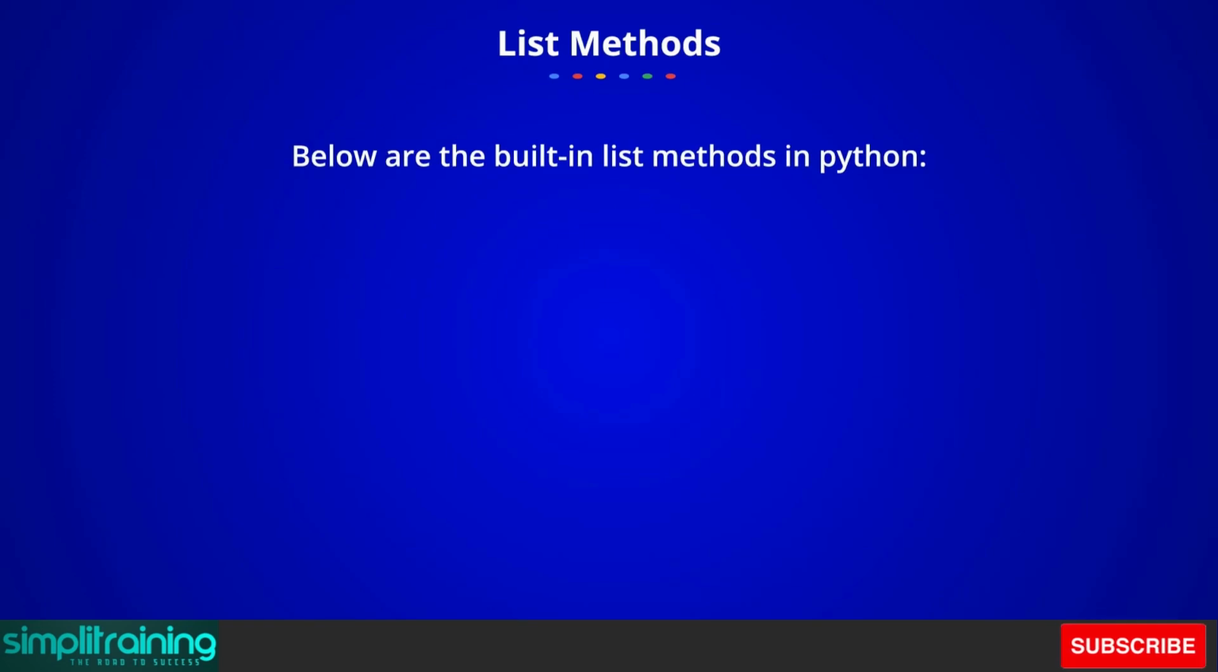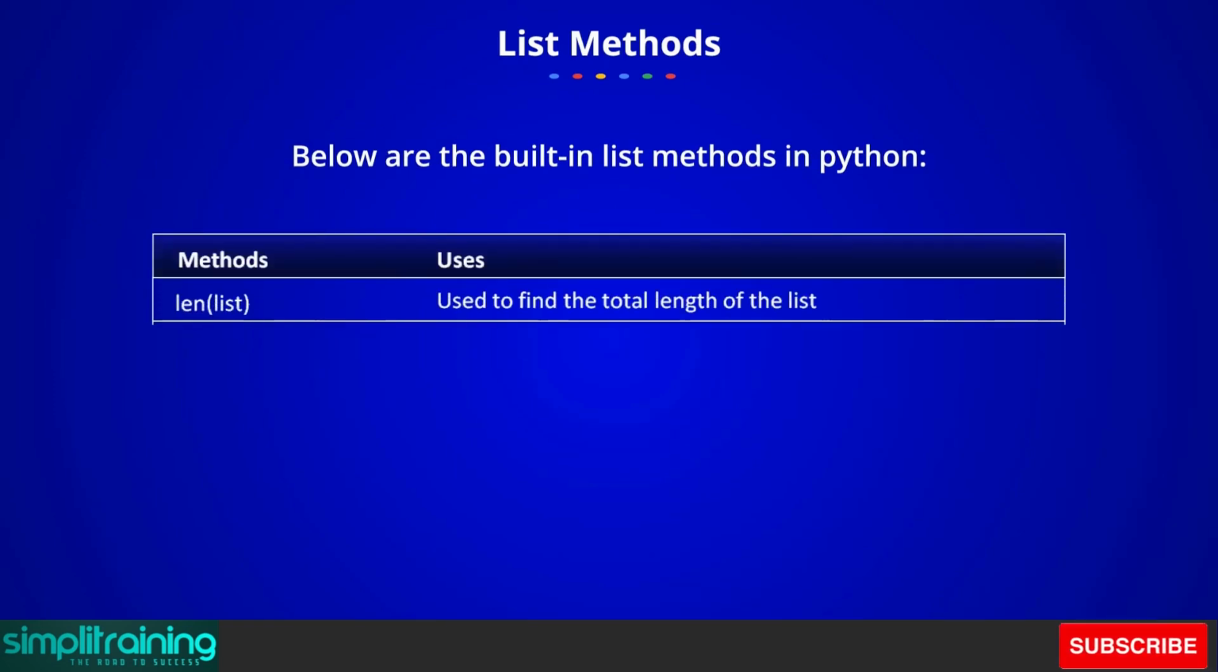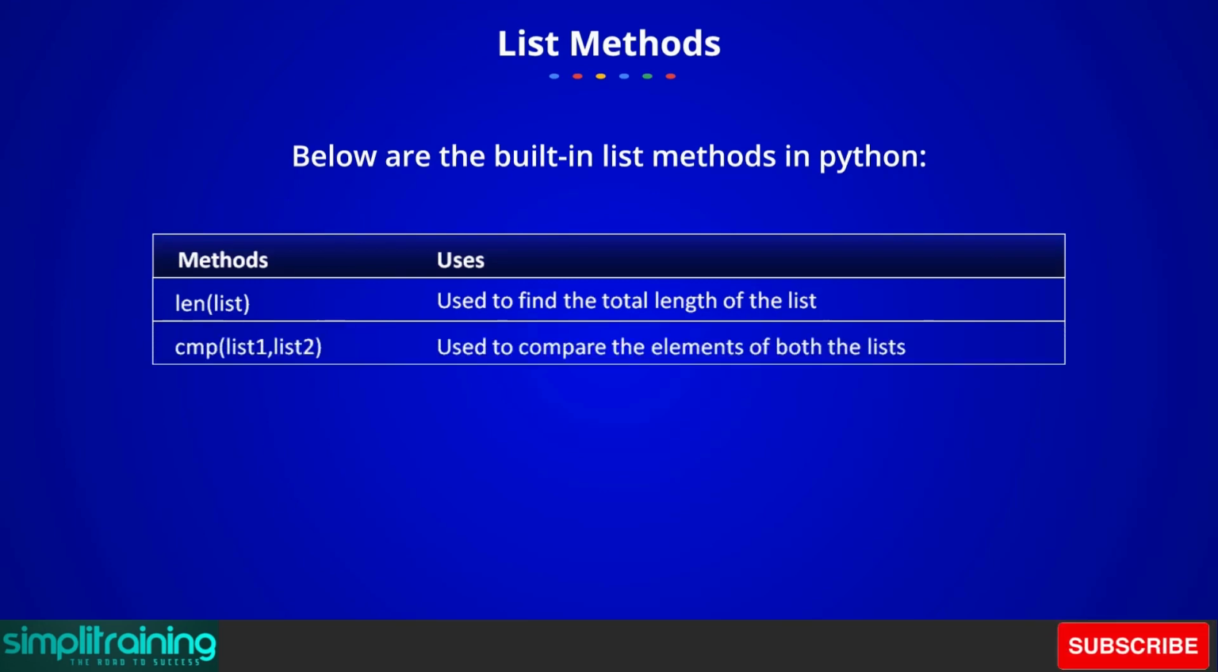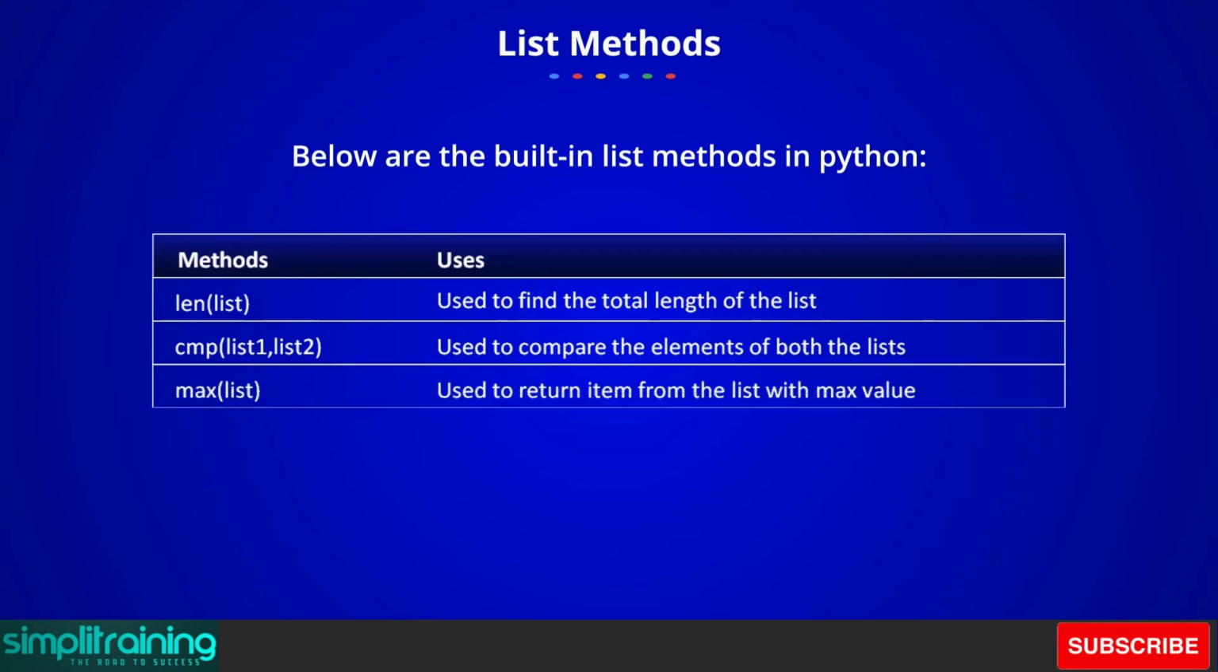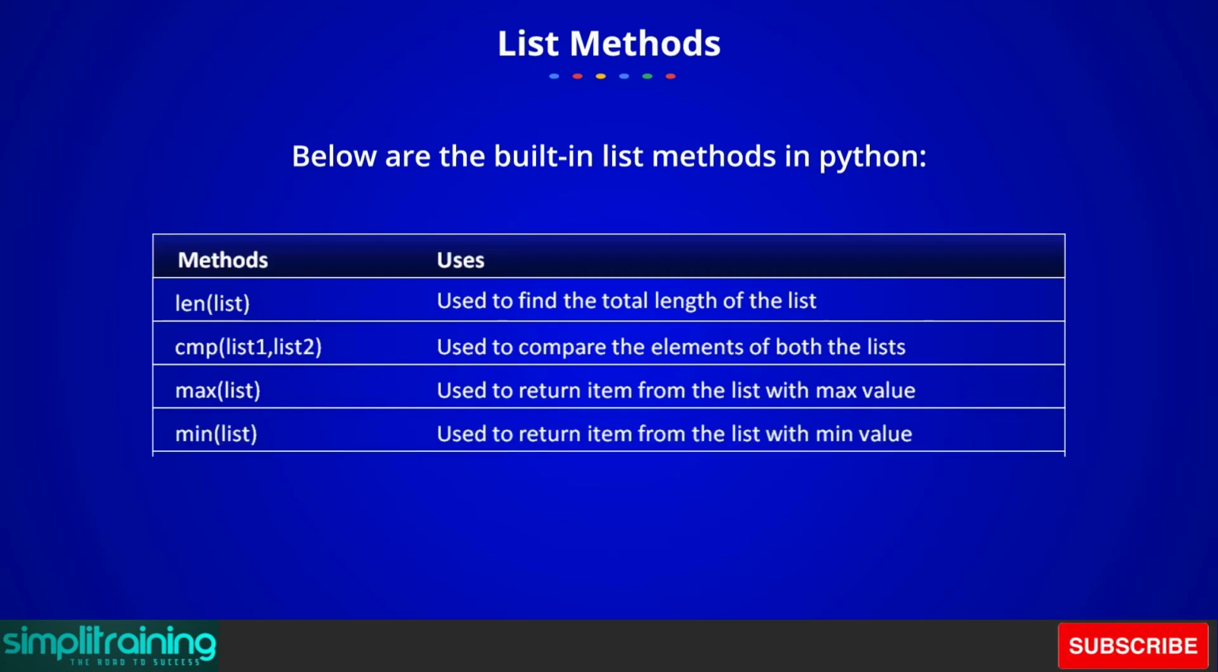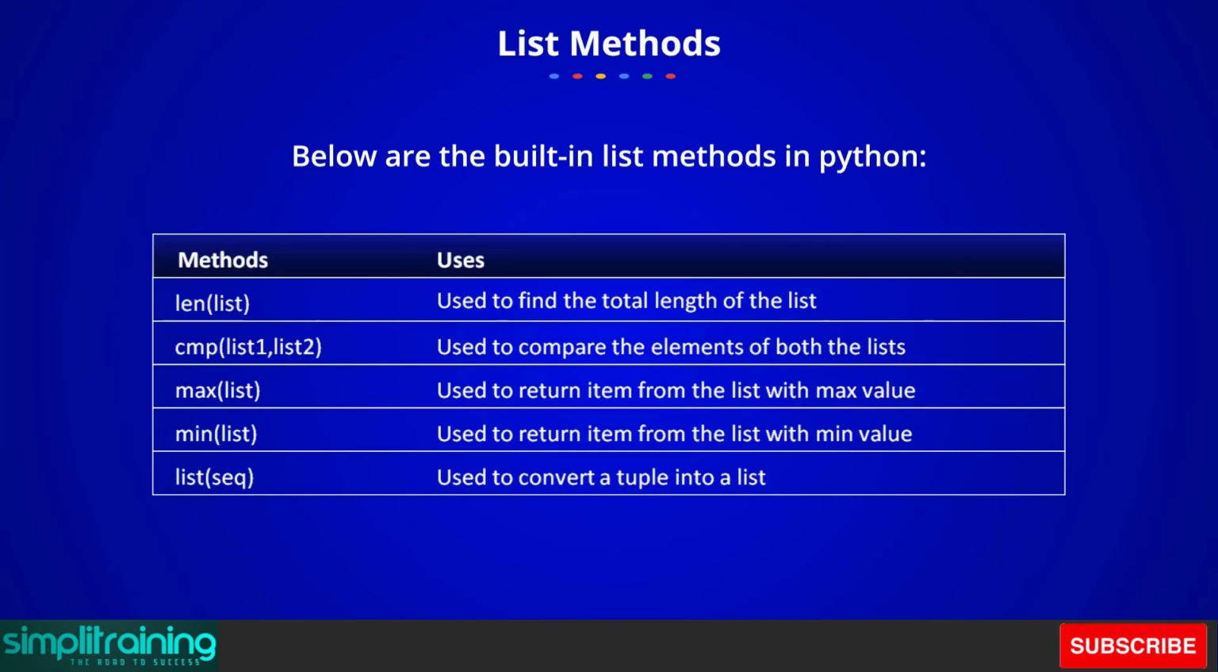Some of the built-in list methods available in Python are len, used to find the total length of the list; cmp, used to compare the elements of both the lists; max, used to return the item from the list with the max value; min, used to return the item from the list with the minimum value; list, used to convert a tuple into a list.